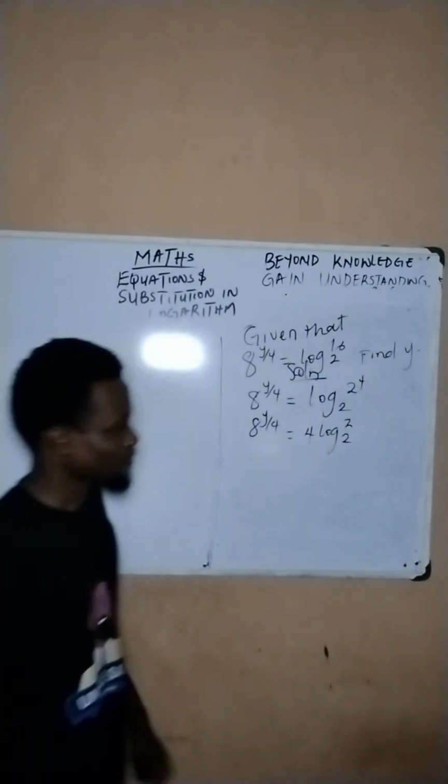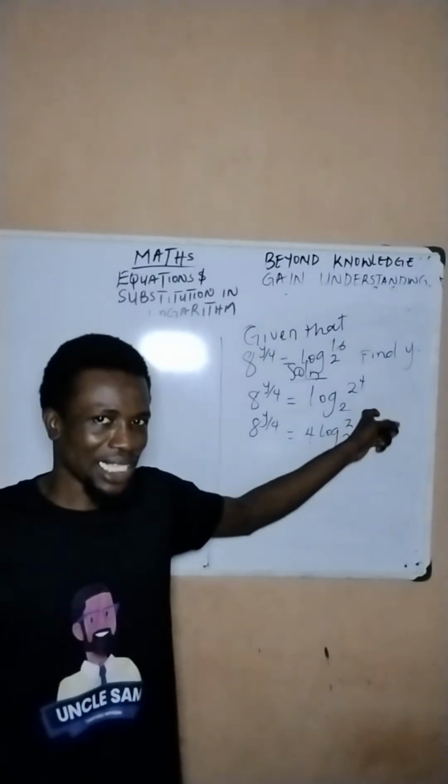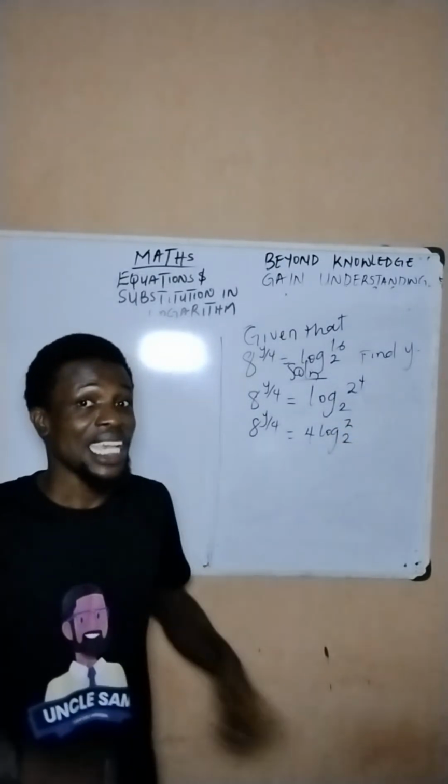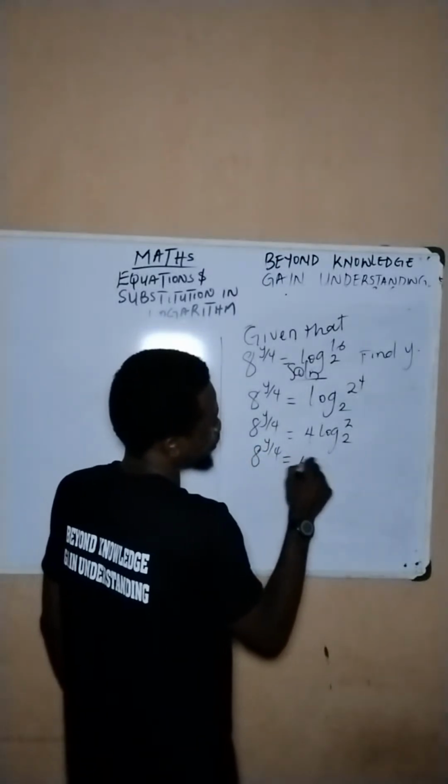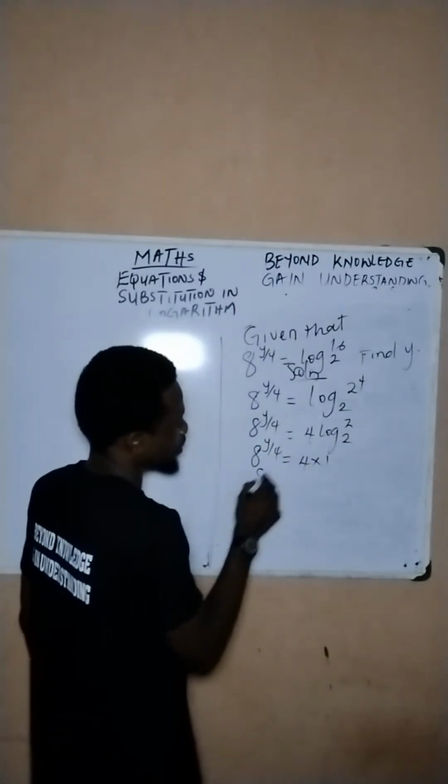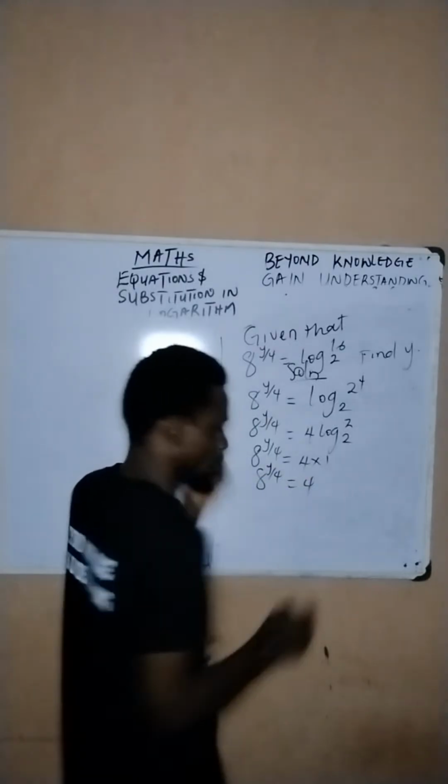And any log to its base, any log that has the same value as its base, equals 1. It is proven. 8 raised to the power of y over 4 equals 4 multiplied by 1. So 8 raised to the power of y over 4 equals 4.